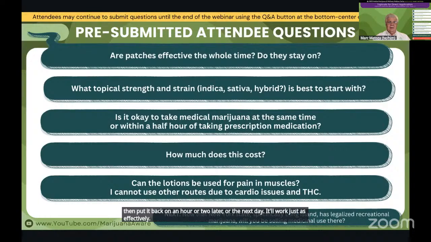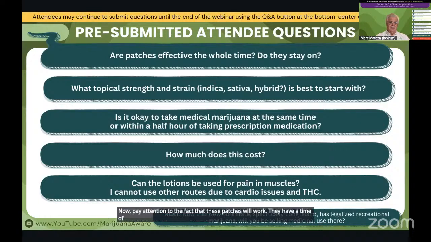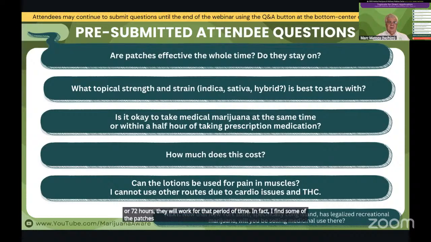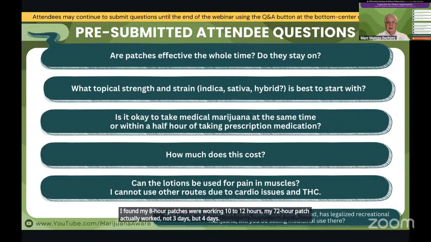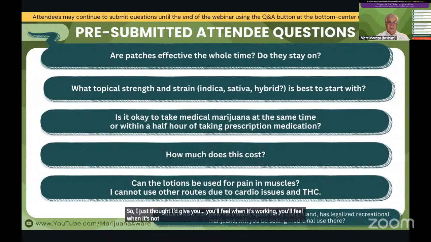Now, pay attention to the fact that these patches will work. They have a time of 8 hours, for example, or 72 hours. They will work for that period of time. In fact, I find some of the patches actually work for a longer time than they specify. I found my 8-hour patches were working 10 to 12 hours. My 72-hour patch actually worked not 3 days, but 4 days. So I just thought I'd give you a heads up. You'll feel when it's working. You'll feel when it's not working. It's something to take a look at.